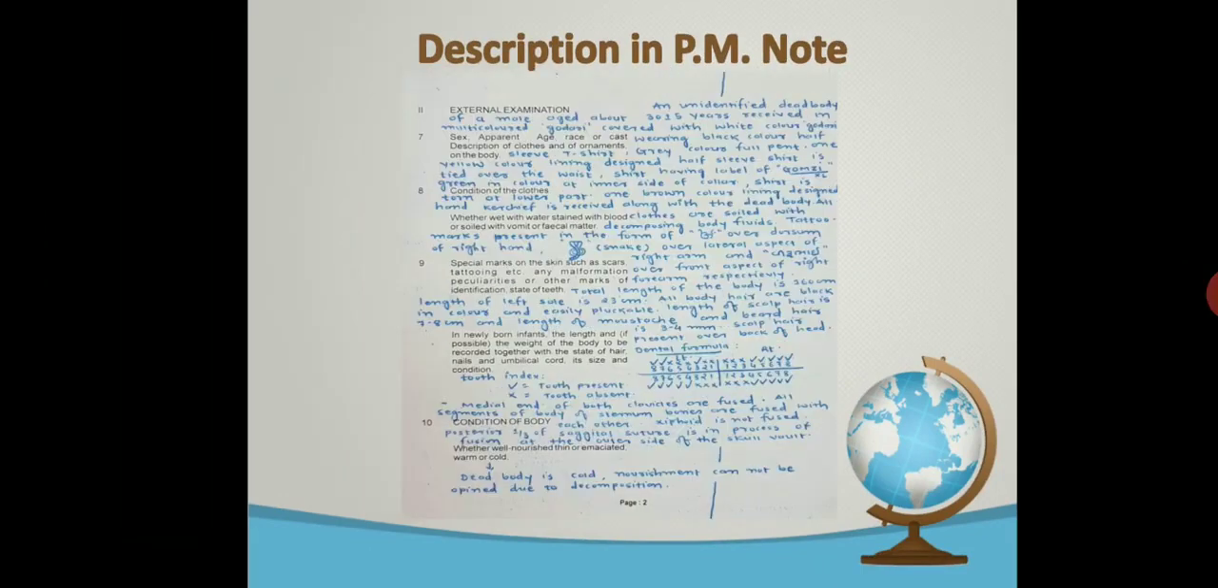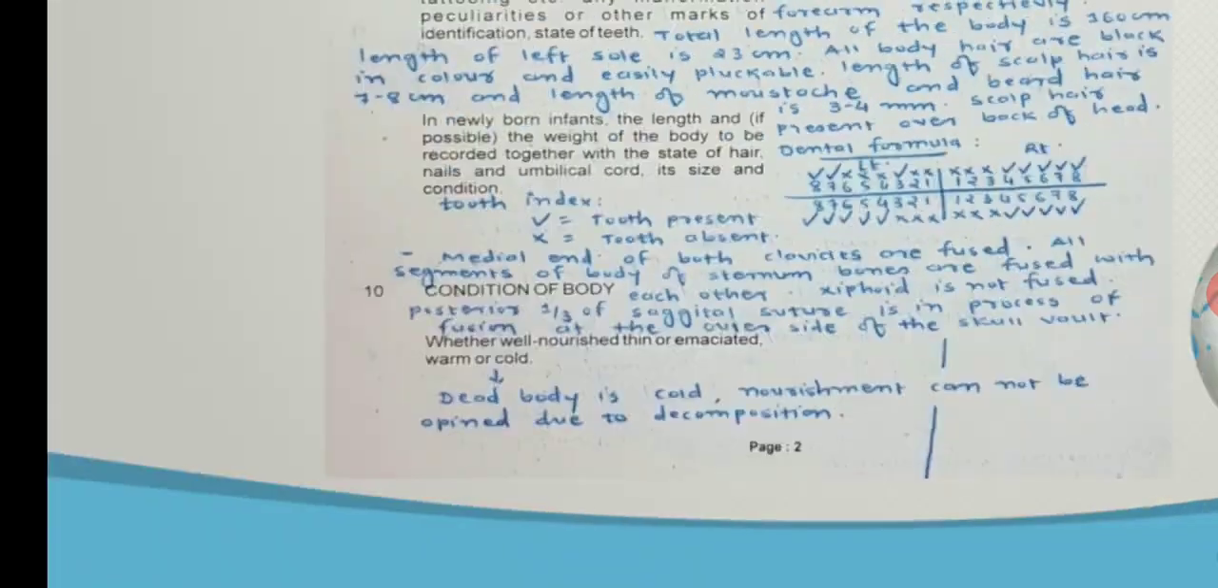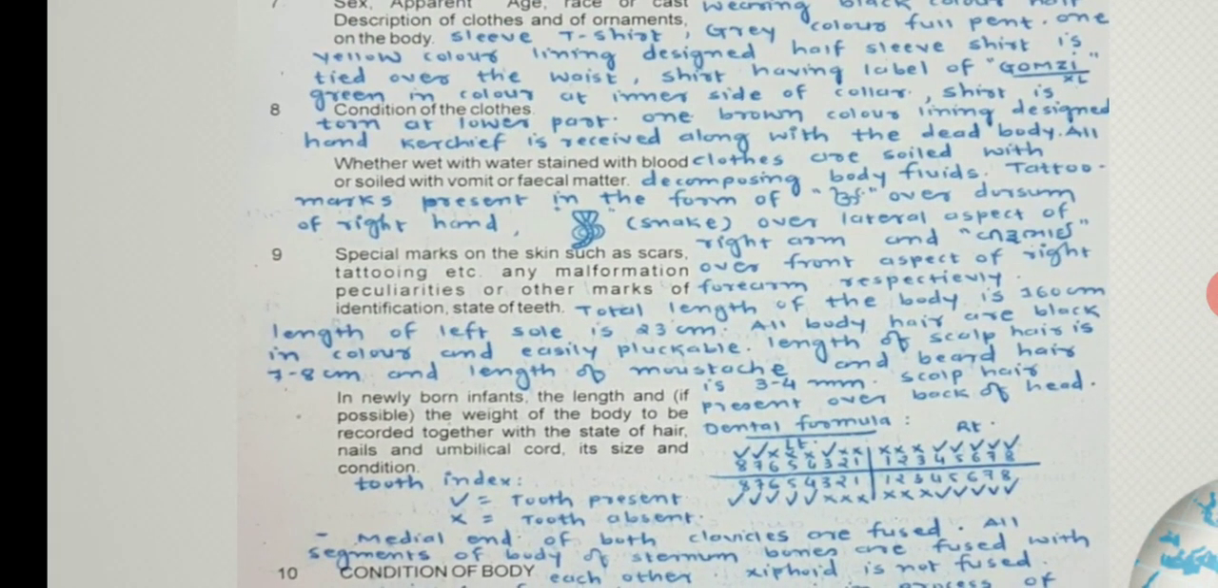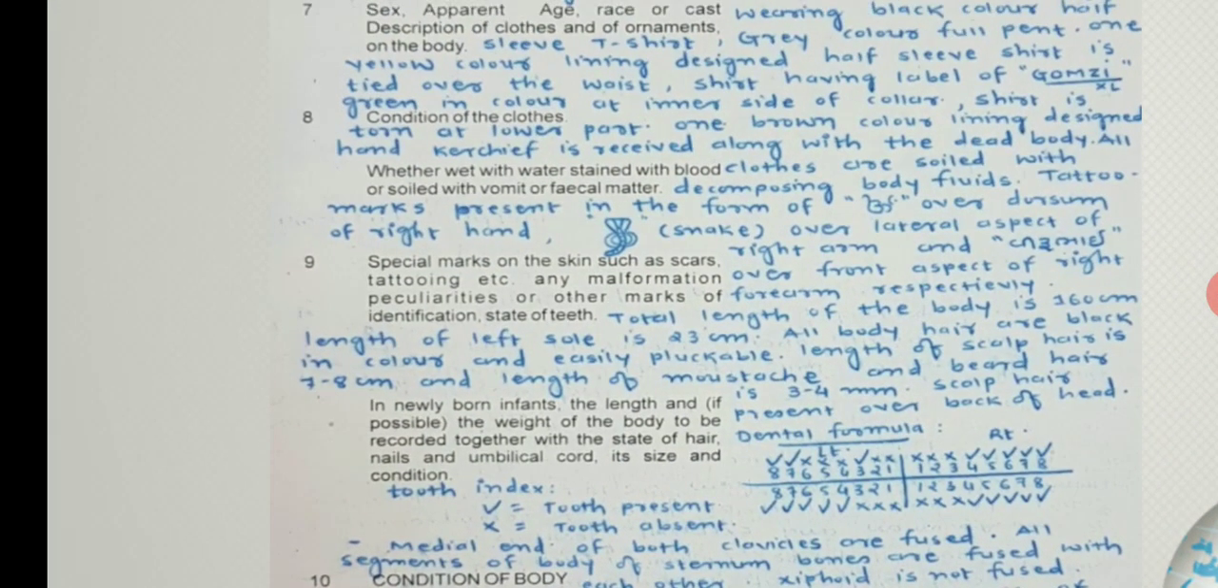Another description is given as mentioned in the previous one. This is also an unidentified case, and all the ornaments are written. Then the tattoo mark, you see that a tattoo mark of a snake is present over the lateral aspect of the right arm and Virubai over the front aspect of the right forearm. So all those things you have to mention, and just correlate with the requisition in the English Panchnama, that all those things are also mentioned in the English Panchnama and here also.